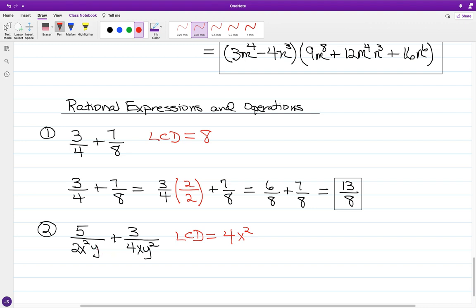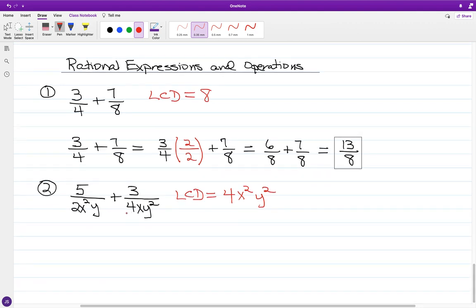And in y, for y and y squared, it is y squared. So to be able to add these fractions, you need to have these in terms of a common denominator. And the least common denominator, we have a 4x squared y squared. So taking what we have in the sum and re-expressing the ratios.